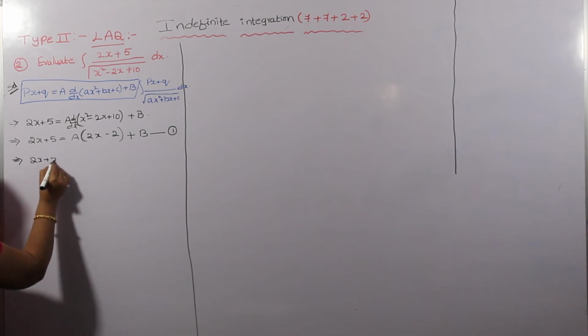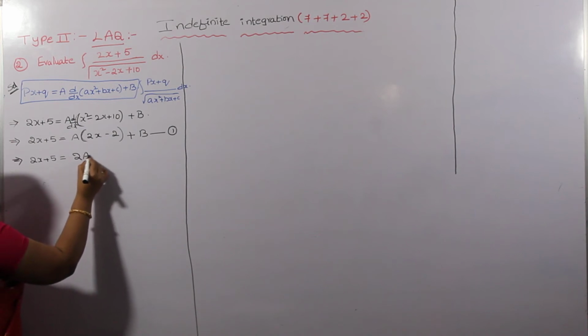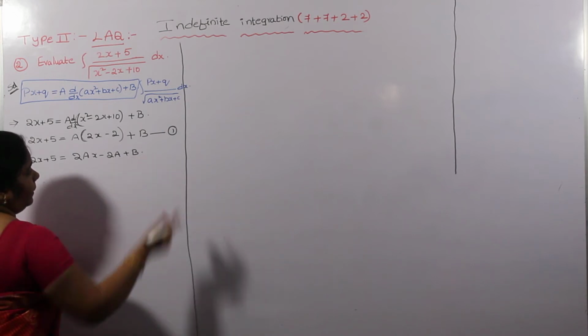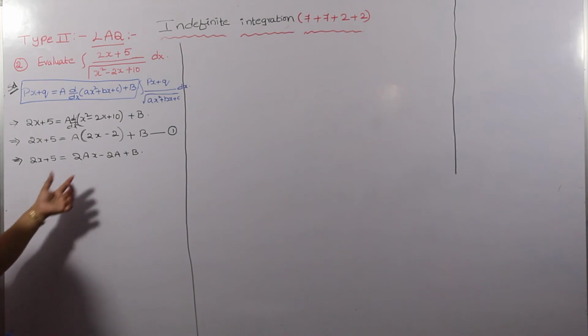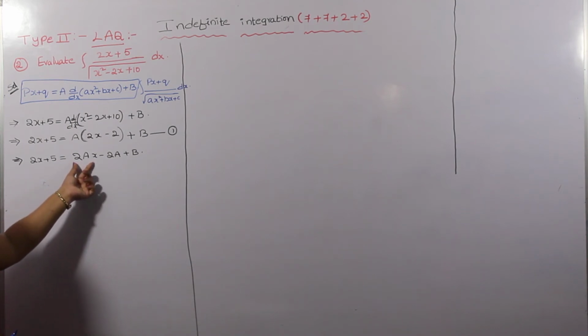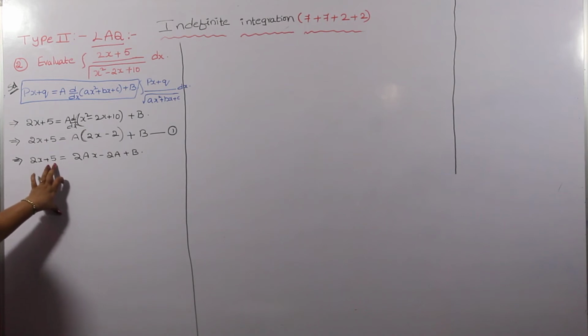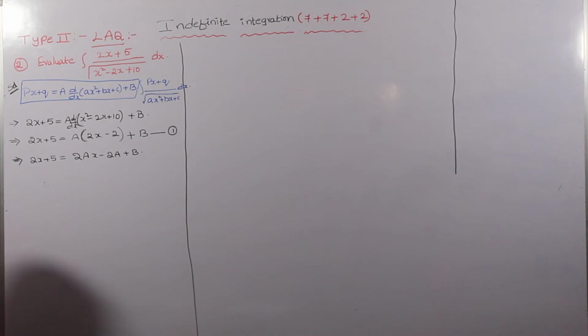2x plus 5 is equal to, capital A taken inside, that is 2Ax minus 2A plus B. Here we need capital A and capital B values. How do we get capital A and capital B? By comparing like terms on both sides. Here what are the like terms? First the coefficient of x. This side coefficient of x is 2A, this side coefficient of x is 2. After that comparing the constants. This side constant is 5, this side constant is minus 2A plus B. From that we get capital A and capital B values.